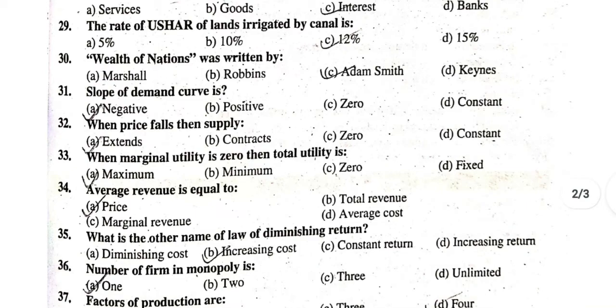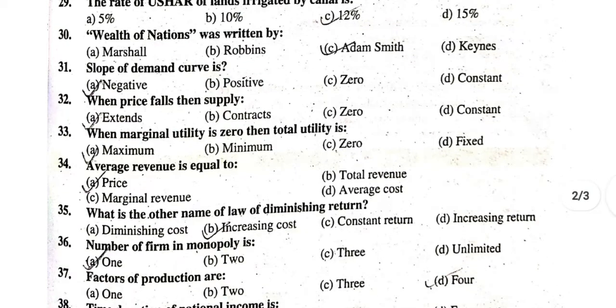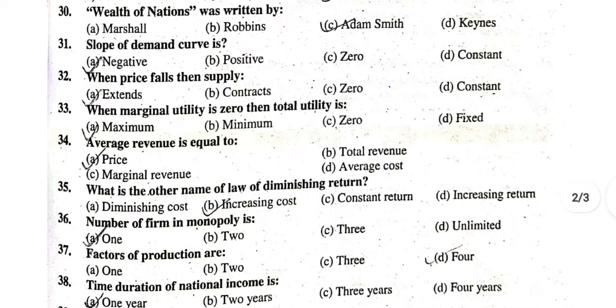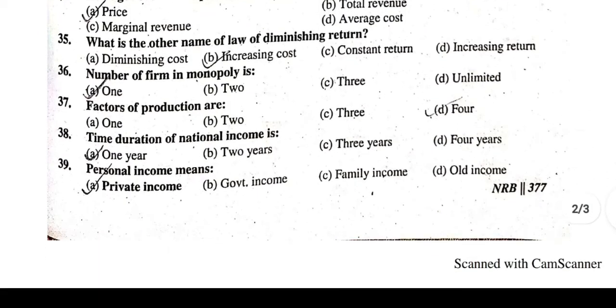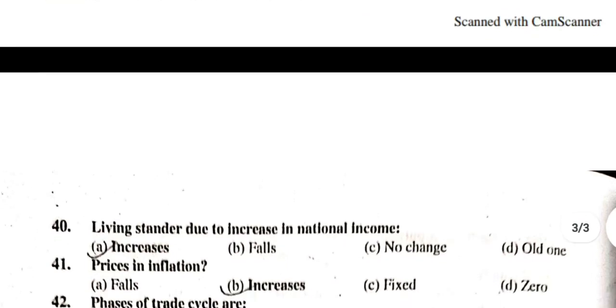The number of firms in monopoly is 1. 37. Factors of production are 4. 38. Time duration of national income is 1 year. 39. Personal income means private income. 40. Living standard due to increase in national income increases.